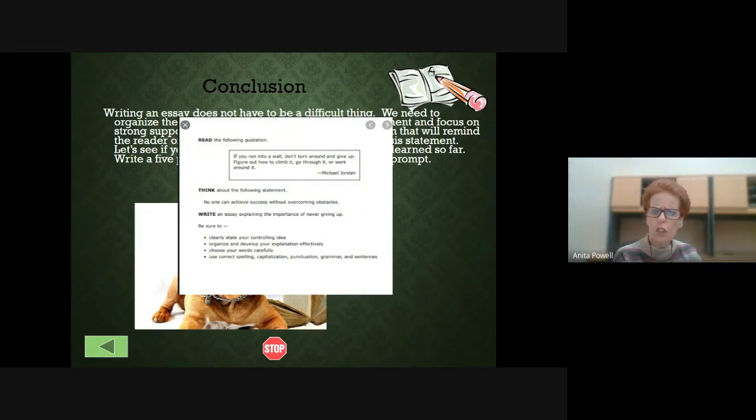Think about this following statement. No one can achieve success without overcoming obstacles. Now we have our prompt. We see the word write. That is our prompt. Write an essay explaining the importance of never giving up. Okay, so we want in our thesis statement to address the prompt.